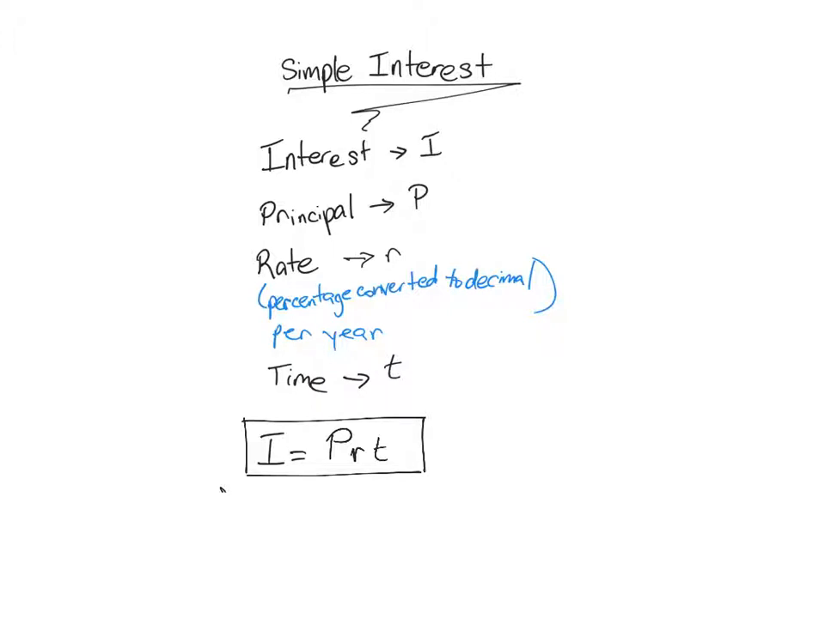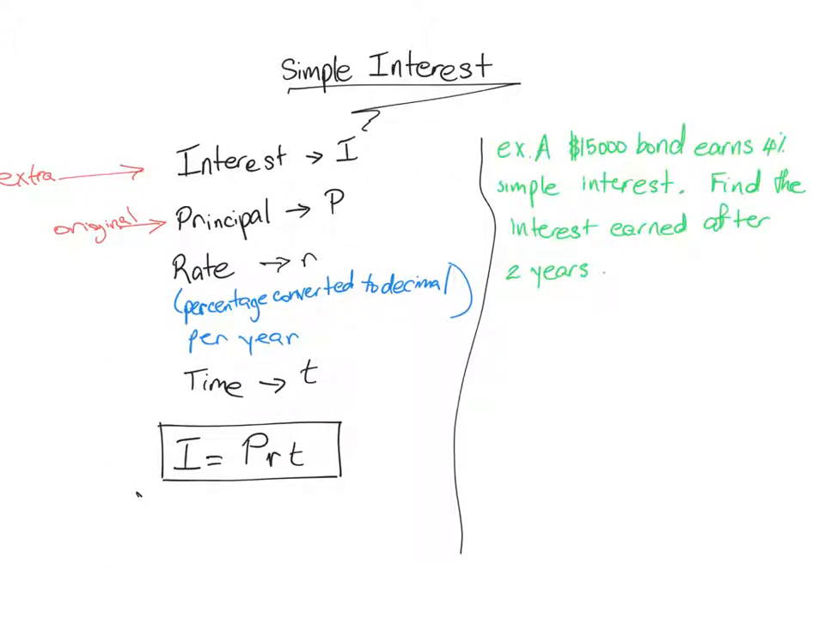Principal, again, remember that's the original amount. Remember that interest is that extra money earned. And the percentage rate, we already know what that is because I have that note there. All right, let's use it. It will become so much clearer when we use it. So let's go ahead and do that.